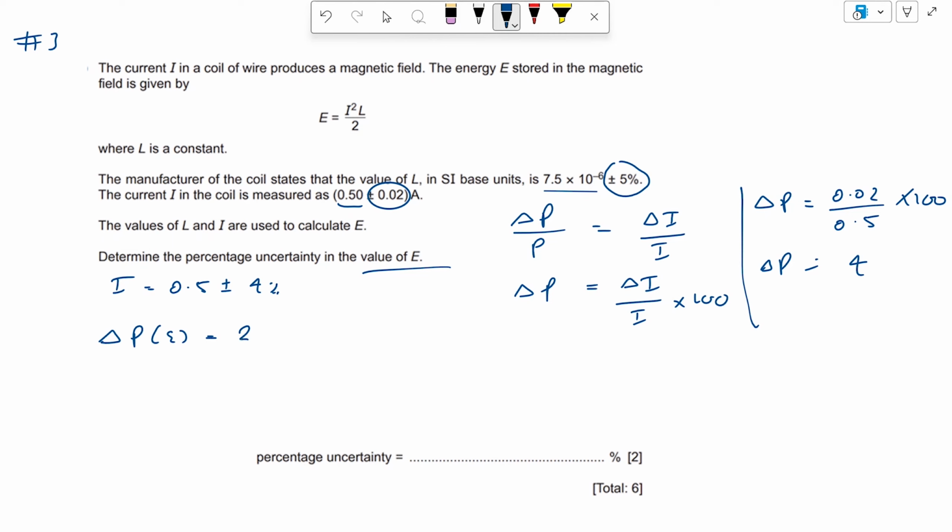Okay, so delta P for E is going to be 2 delta I plus delta L. 2 delta I because I is raised to the power of 2. So we need to multiply the exponent, which is 2, to our absolute uncertainty or percentage uncertainty in this case. So delta P. Okay, so 2 times 4 plus delta L, which is 5. And that should be giving us 13. Good. Done.